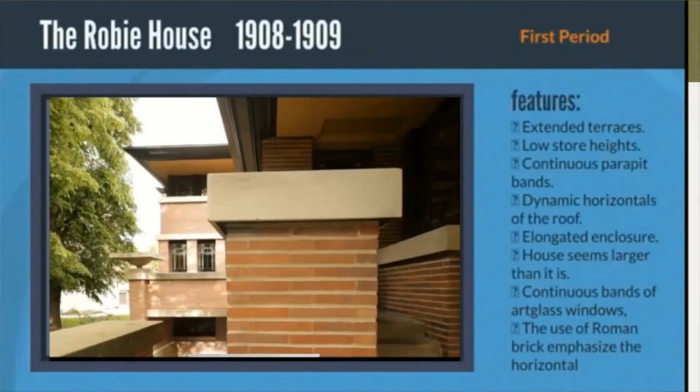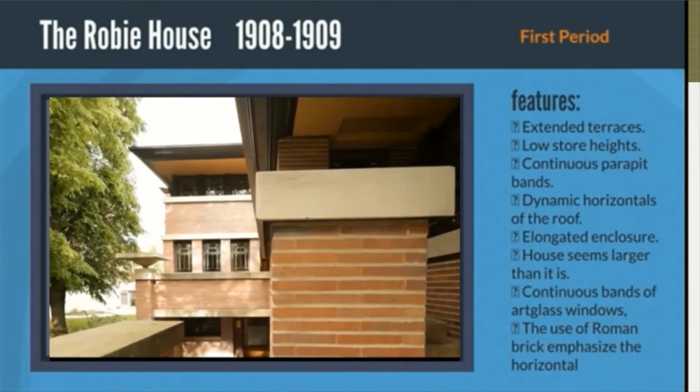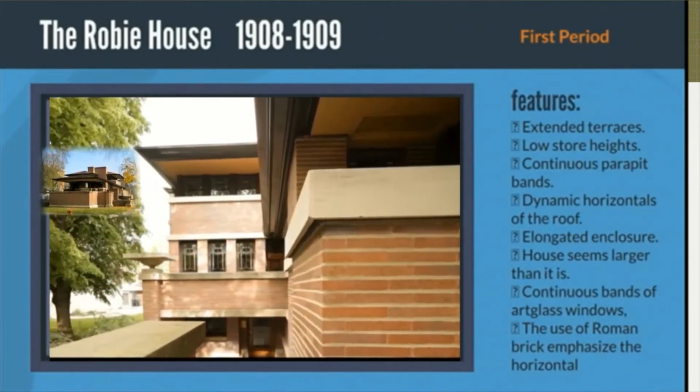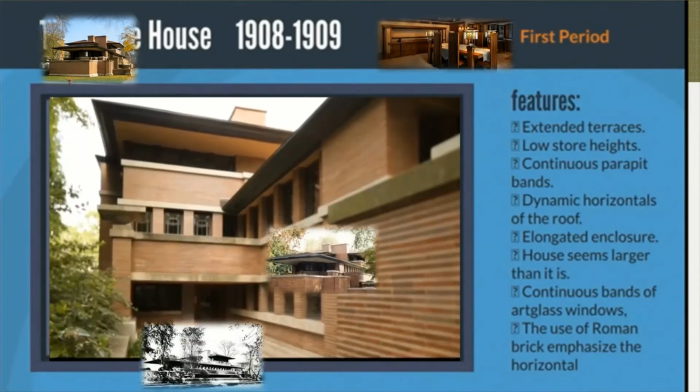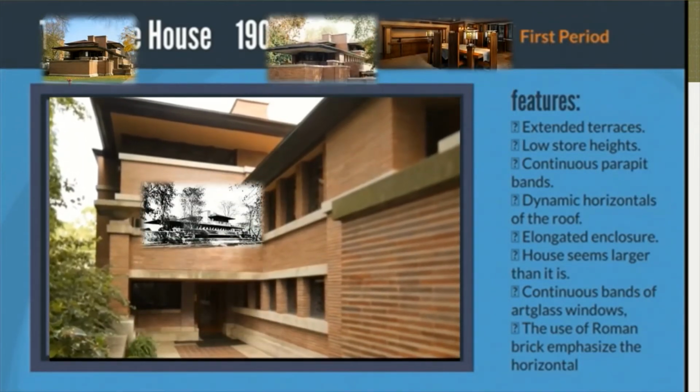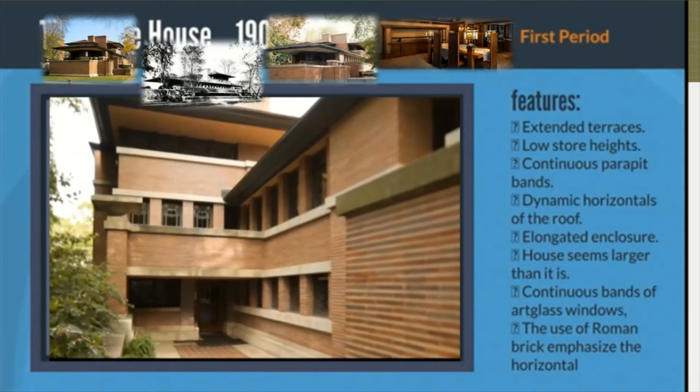The Robie House, 1908 to 1909. Horizontals of the roof, an elongated enclosure. The house seems larger than it is. Continuous bands of art glass windows. The use of Roman brick emphasized the horizontal.